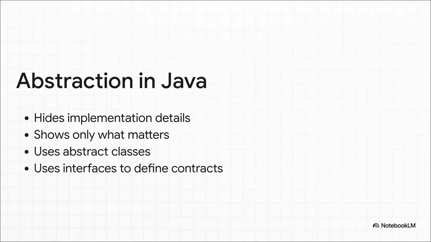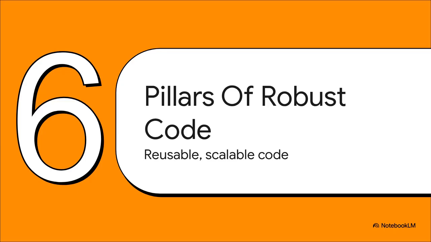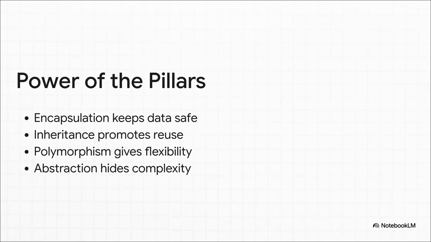And let me tell you, this makes massive code bases incredibly easy to navigate because developers only have to focus on the essential features. They don't get bogged down in the underlying chaos. Section 6. The Pillars of Robust Code. Reusable, maintainable, and scalable. All right, let's take a step back and quickly review why these are so much more than just fancy technical buzzwords.